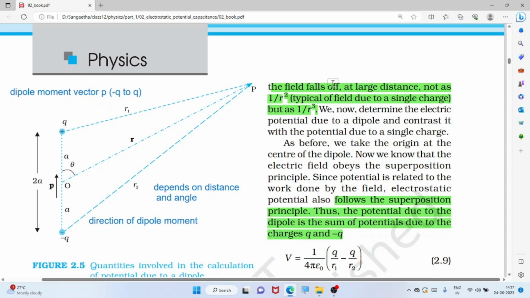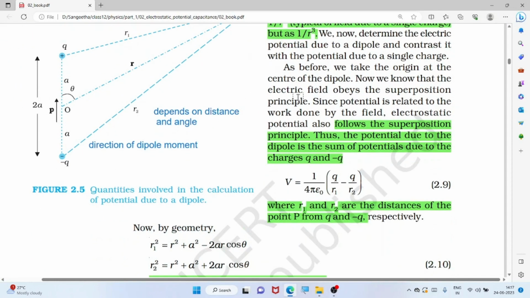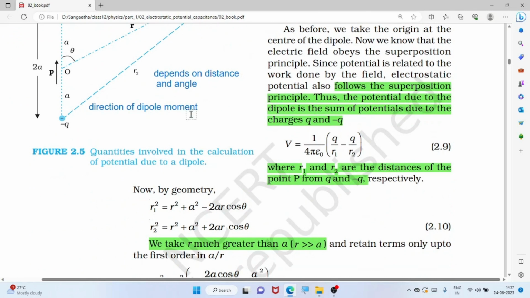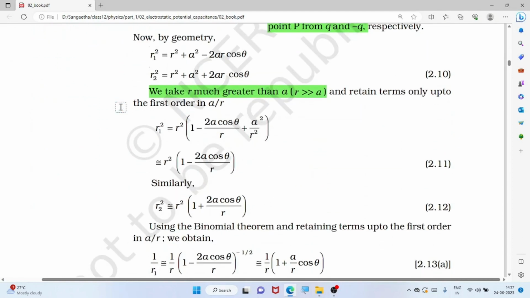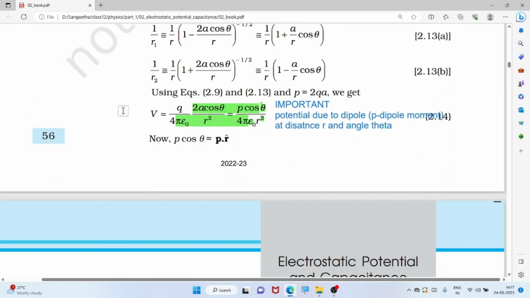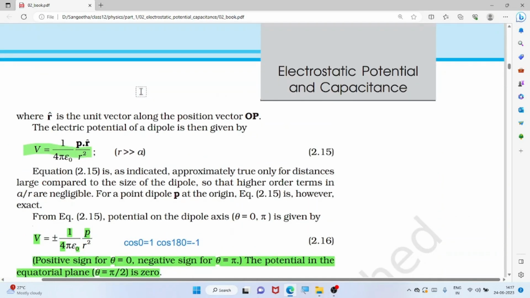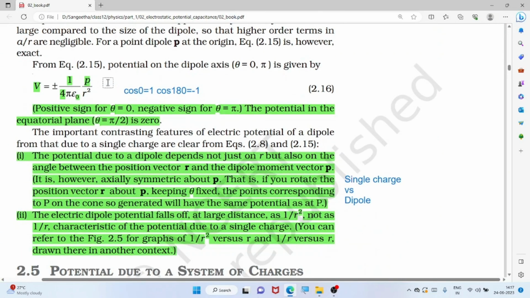See how the potential falls off at large distance due to a single charge and the dipole they are given. You can also measure the potential at this point separately due to this charge using the superposition principle. So this is the potential at distance r with this angle, with this dipole moment. cos 0, cos 180, then the potential formula will become like this.